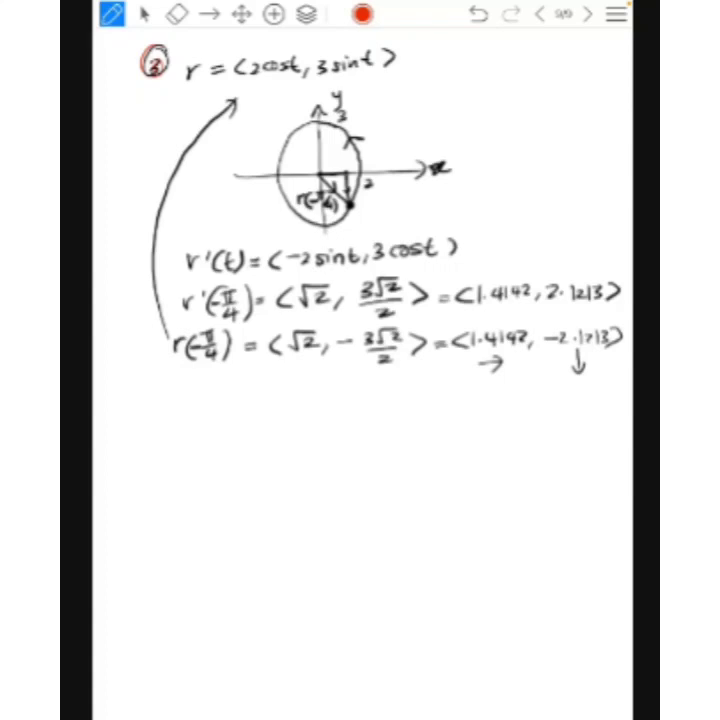The tangent vector is similar: it goes right first and then goes up. I use red color: goes right and then goes up. So this is your tangent vector r prime of negative pi over 4. So basically something like that.